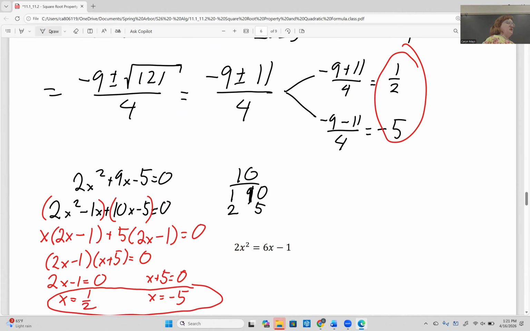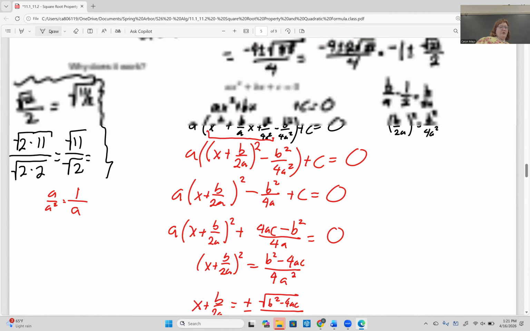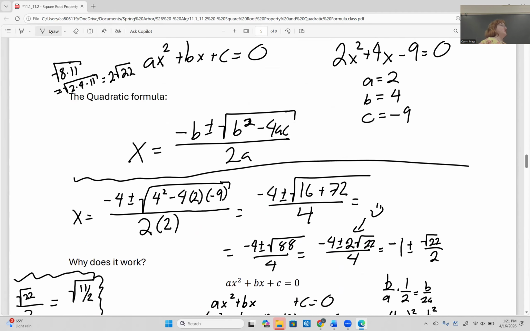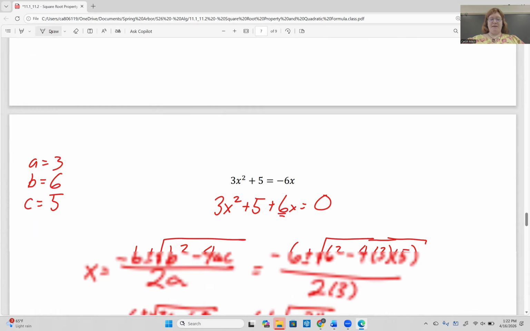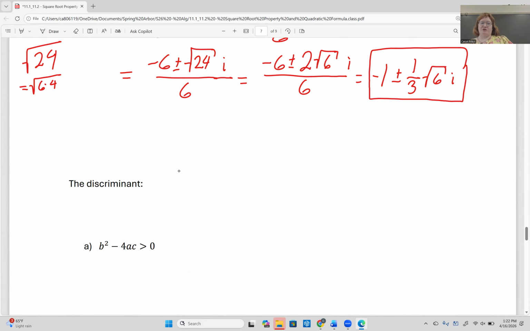What is determining if we get complex or real number solutions? How do I get imaginary solutions? When I have a square root of a negative. There's only one spot in here where I have a square root: b squared minus 4ac. That b squared minus 4ac determines the types of solutions I have. And that b squared minus 4ac is called the discriminant.